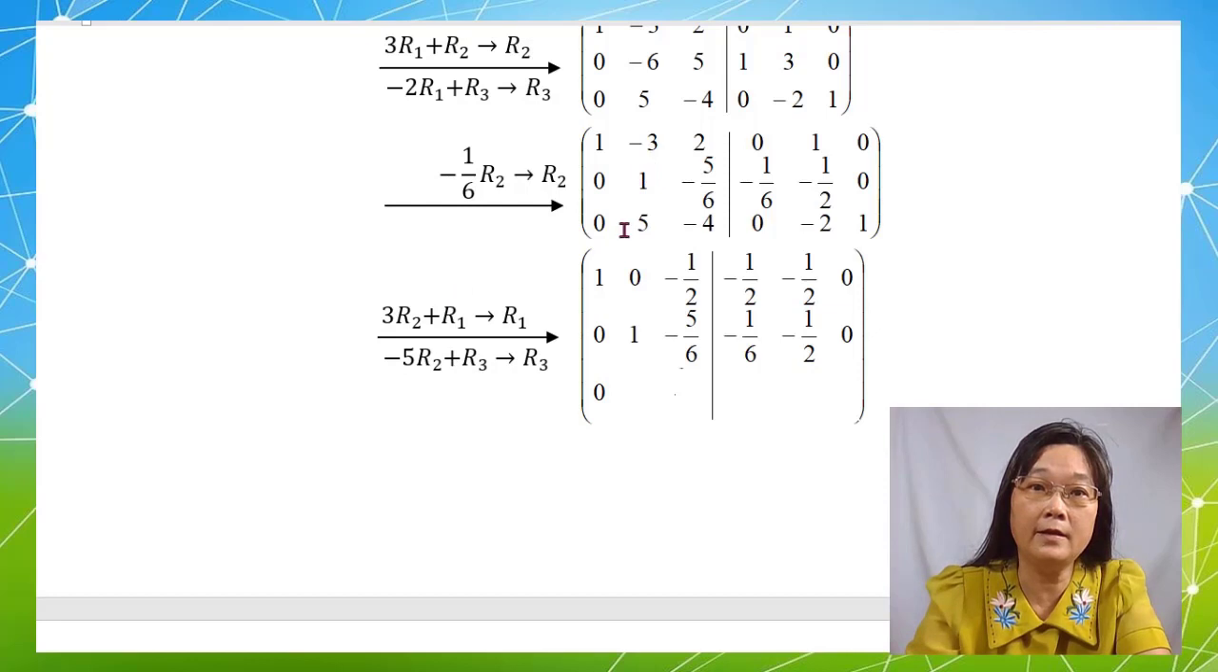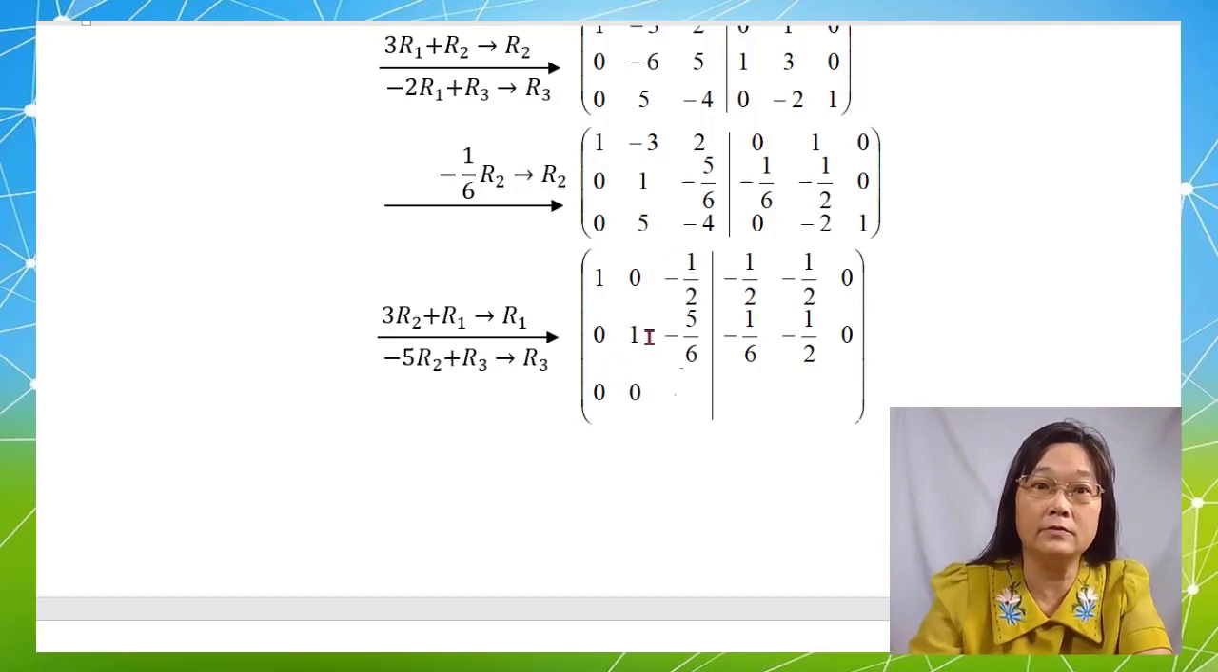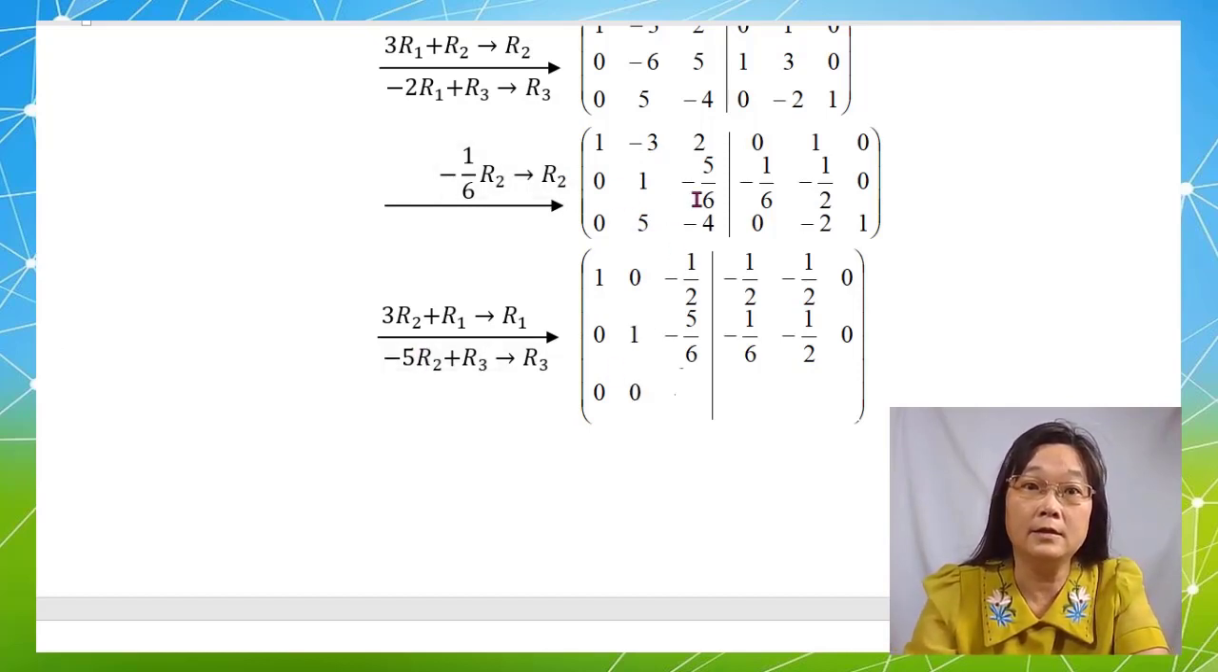It is negative 5, add into row 3, so negative 5 plus 5, then we get 0. Then the third number in row 2 is negative 5 over 6. So negative 5 over 6 times negative 5, it is positive 25 over 6. And add into row 3, that is negative 4. Then we get 1 over 6.